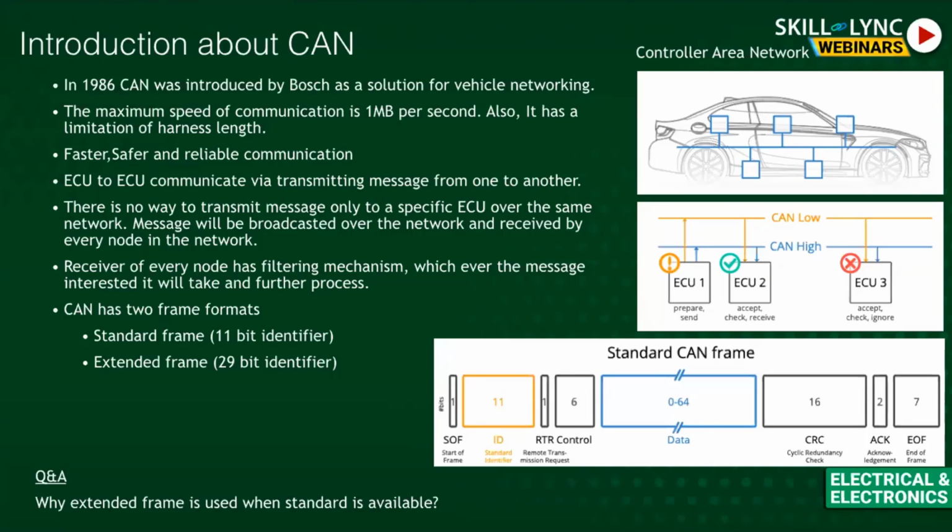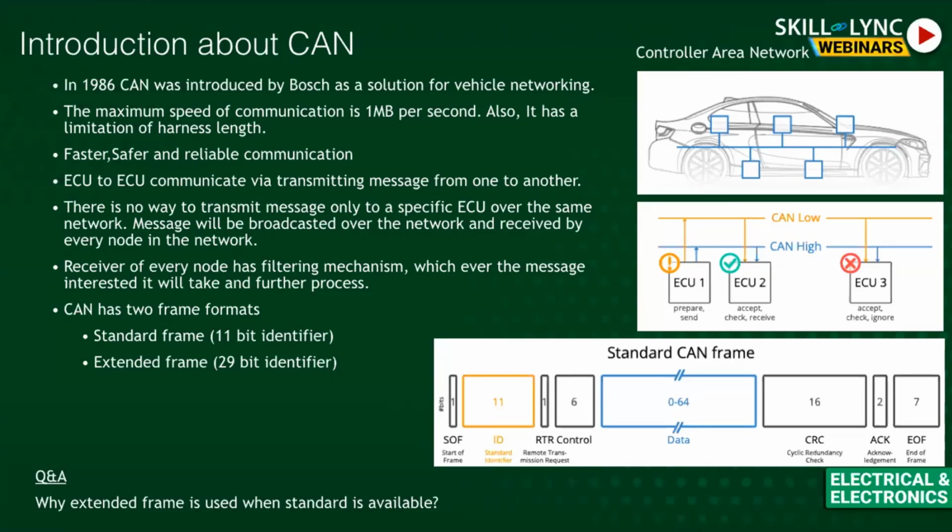Other ECUs will also receive it, but they will never accept it and never process it. That is how it is one transmission with multiple broadcasting. Every other node in the network will receive every message, but it will only accept what it wants. That is how CAN communication works.